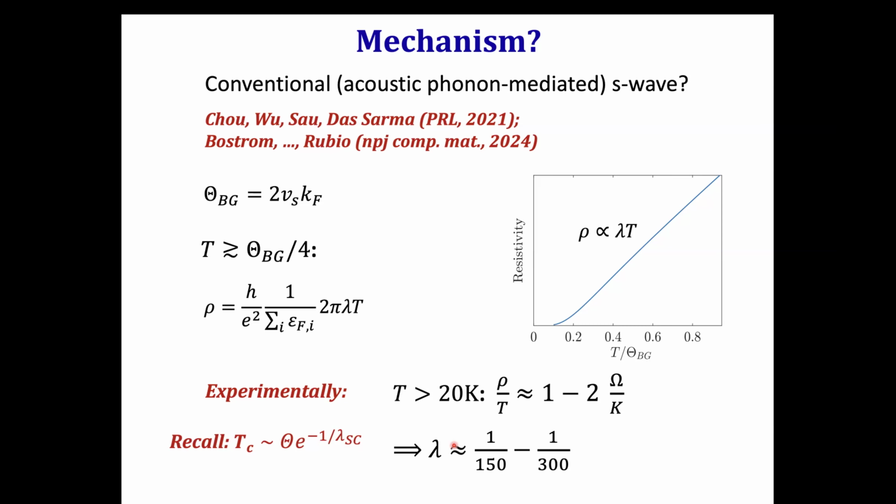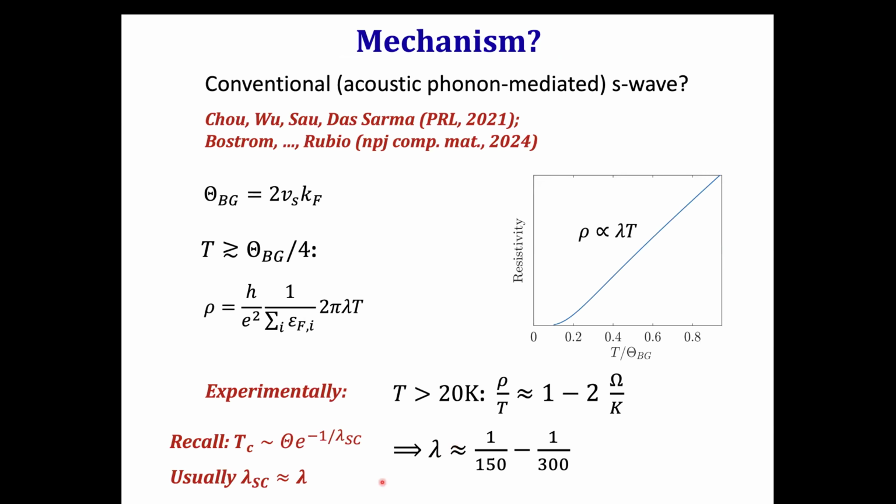Okay, so if it's not phonons, then what is it? Let me just mention, there are 2 electron-phonon coupling constants here, lambda and lambda SC. They just correspond to different Fermi surface averages. So lambda is the effective coupling constant that goes into transport. Lambda SC is the coupling constant of superconductivity. In normal metals, these 2 numbers are usually the same within maybe 30%. Okay, so if lambda is so tiny, then we think that lambda SC is small as well.